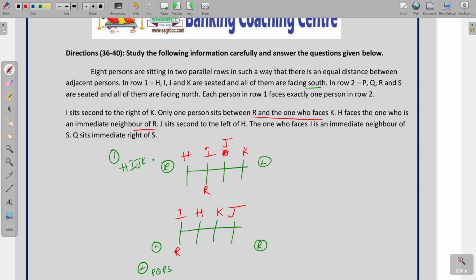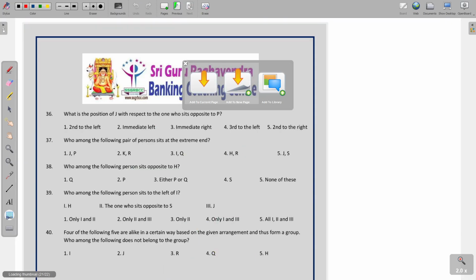And next, the one who faces J is an immediate neighbor of S. And Q sits immediate right of S. So, Q sits immediate right of S, there is no place after S, so this is not correct and this one is correct. The remaining person P comes here. It is the final output of the puzzle.